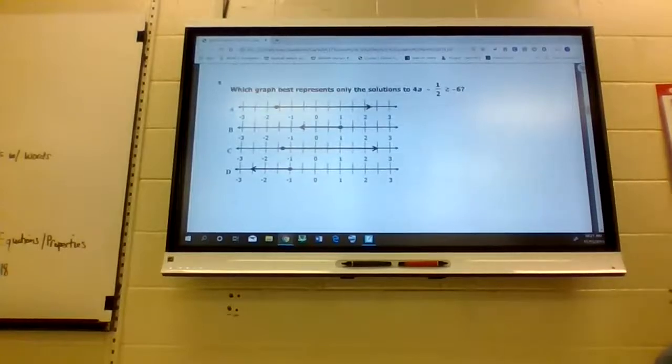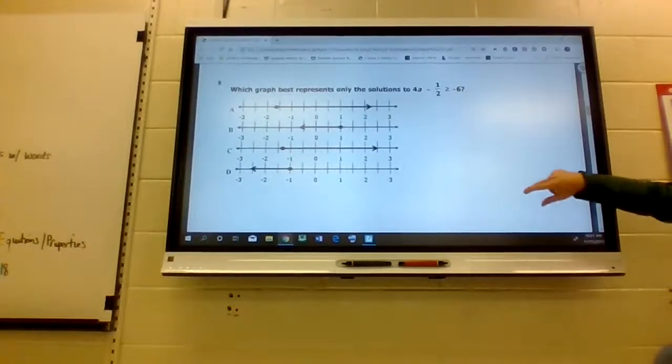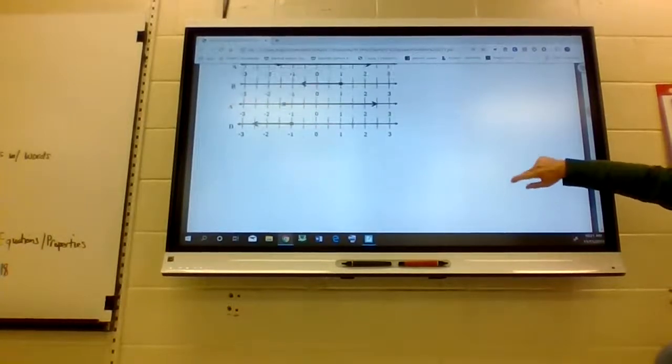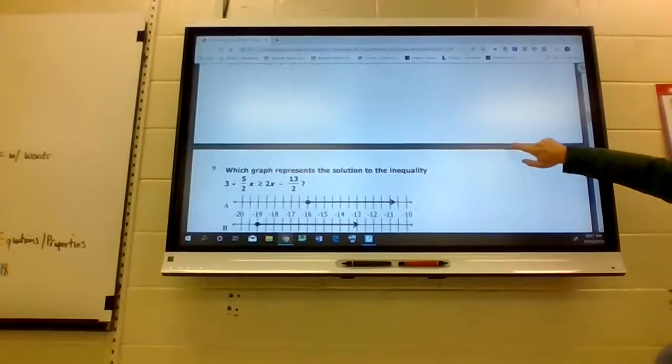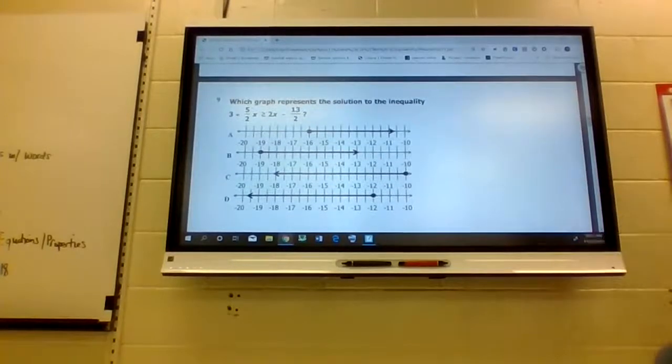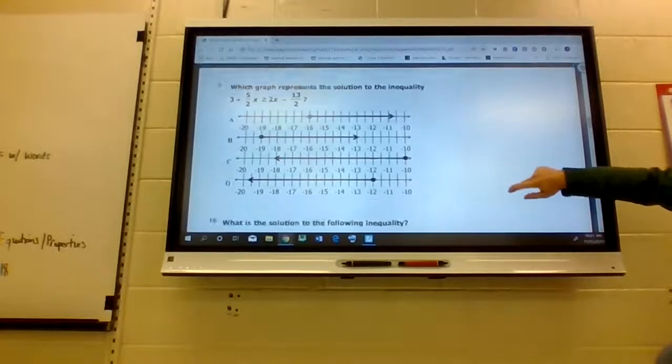Number 8, which graph best represents only the solutions to 4a minus 1/2 greater than or equal to negative 6? Number 9, which graph represents the solution to the inequality 3 plus 5 over 2x greater than or equal to 2x minus 13 over 2?